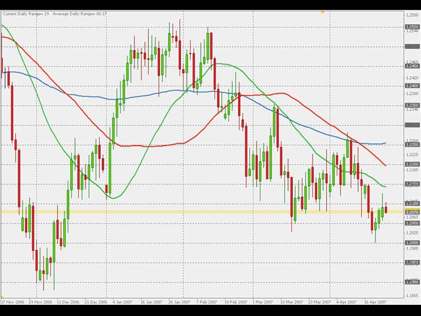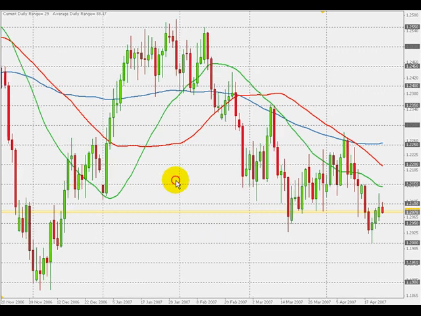Hello, good morning. I'm looking into the US dollar against the Swiss franc. I'm looking for a possible short entry. Today is April 24th, 2007. Let me mark on the chart the reasons why I'm considering the short entry. I have actually already taken the short entry.